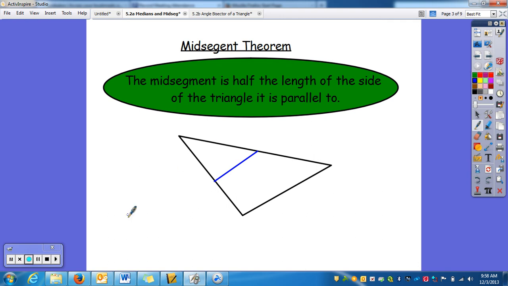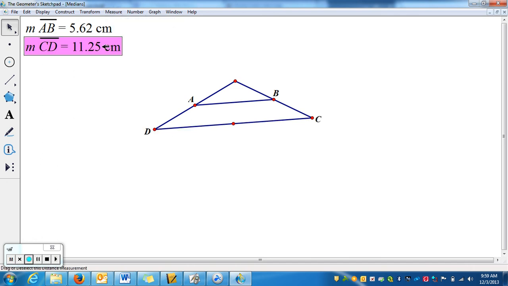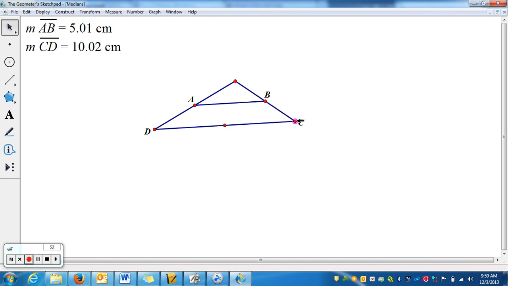Alright, so then there's something called the midsegment theorem. With this theorem, I'm going to show you a sketchpad of what it is. Up here I have a triangle, and these dots right here are our midpoints. So I'm going to make a midsegment, and I'm going to measure that length. So AB is 5.62 centimeters. And then I'm going to measure the length of the bottom part of the triangle, and you will notice the relationship between them.